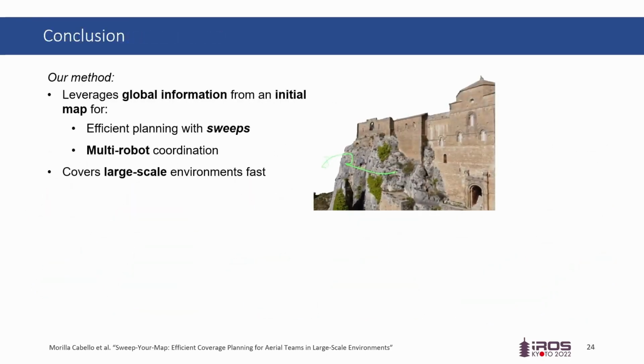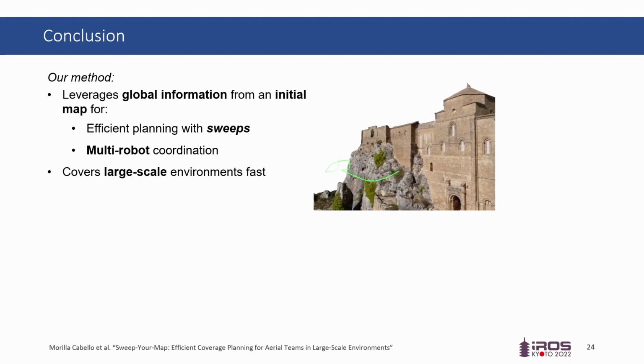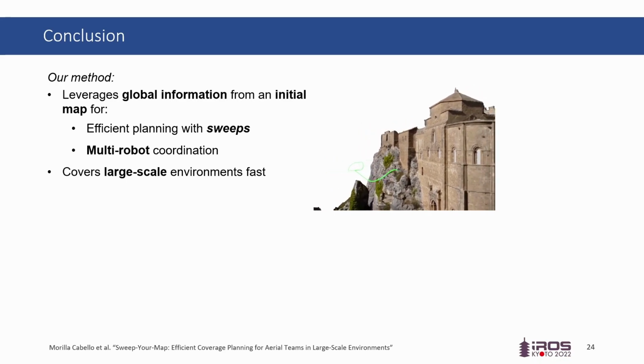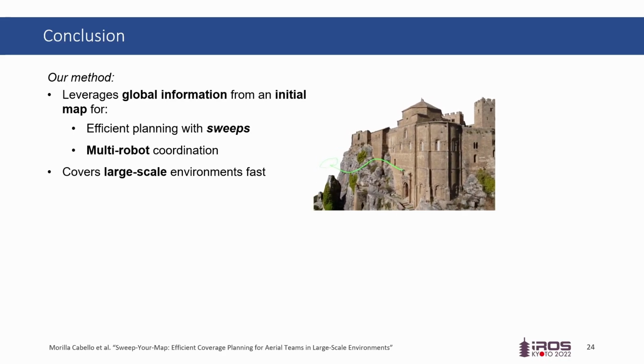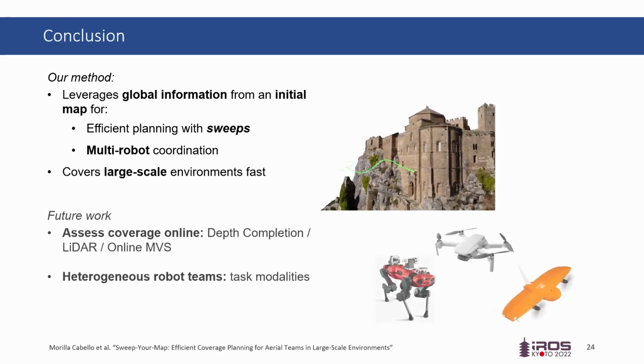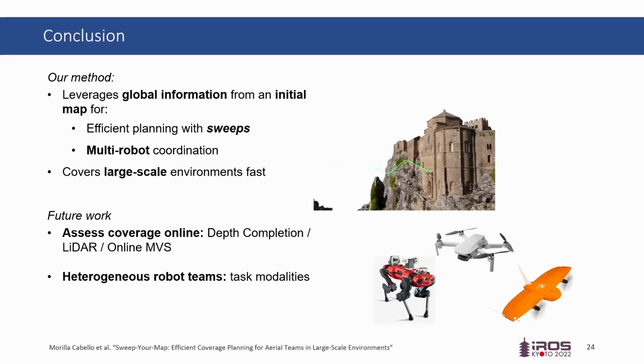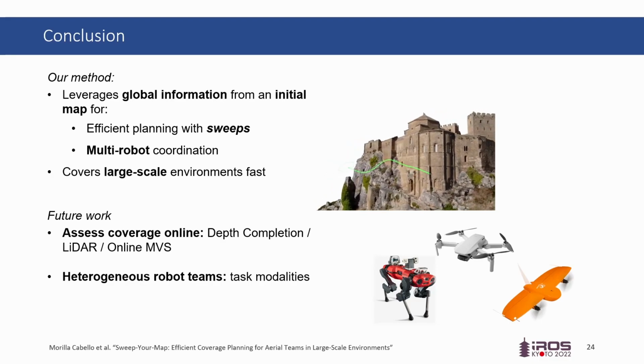In conclusion, we present a method that leverages global information from an initial map to perform efficient planning with sweeps and coordinate a team of drones, which is able to cover large scenes fast. As future work, it would be interesting to assess the coverage online or apply the method to a heterogeneous robot team.